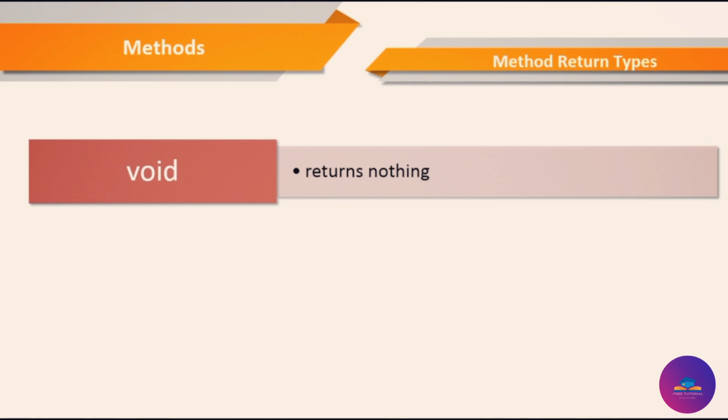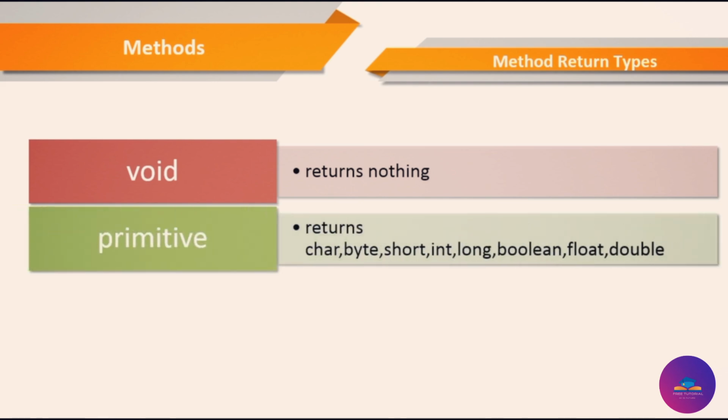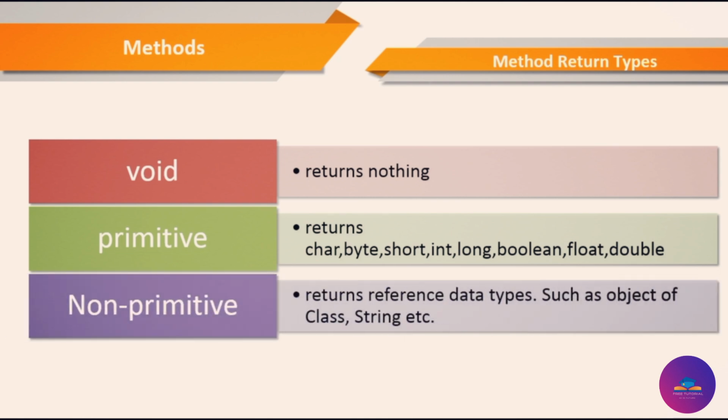If you declare a method with primitive types, your return type must be the same, right? So primitive methods return char, byte, short, int, long, boolean, float, and double types. If you declare a method with non-primitive types, your return type of method must be the same, right? Makes sense. Non-primitive methods return reference data types such as object of class, string, stuff like that.